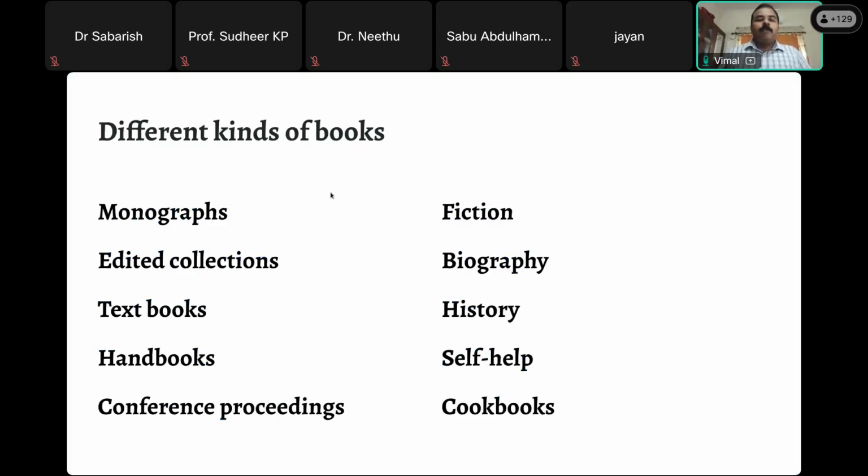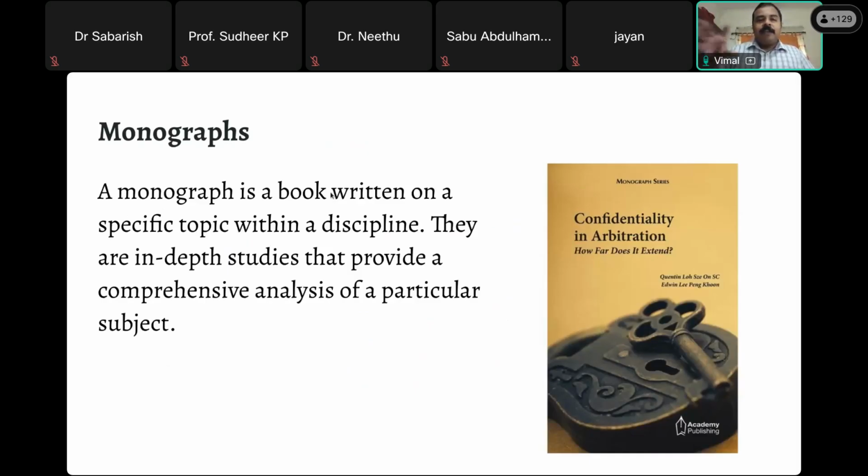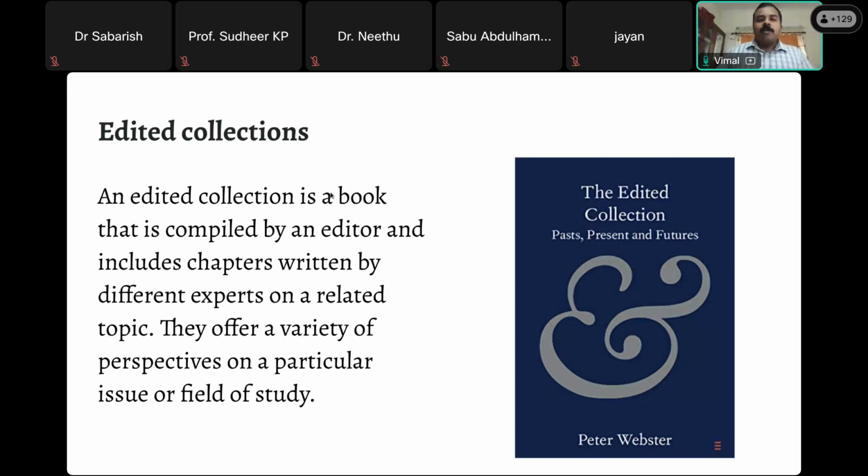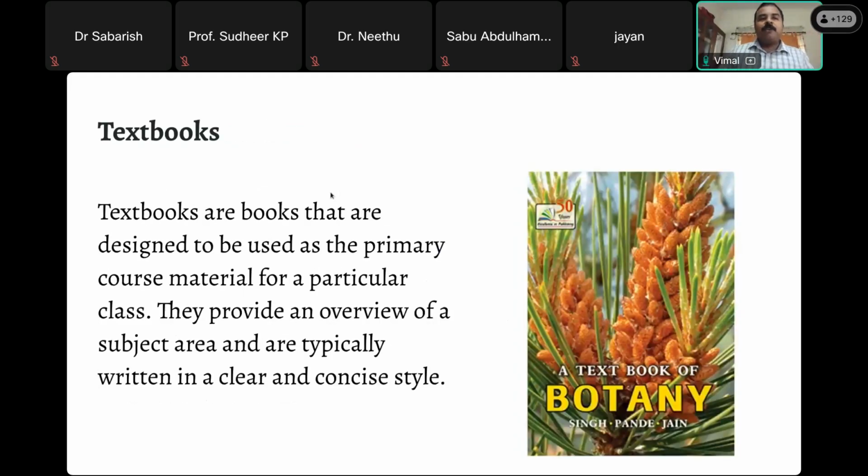See, these are the different kinds of books we can try: monograph, edited collection. We will go through them one by one in a fast manner. This is a serious discussion in a book, that is monograph, a deep dive into a specific discipline. That's called monograph. It's an in-depth study of a particular topic. Next is edited collection. We invite articles from different authors, an editor compiles and reviews them, and publishes them as a book. These are the possibilities of publishing books in different formats.